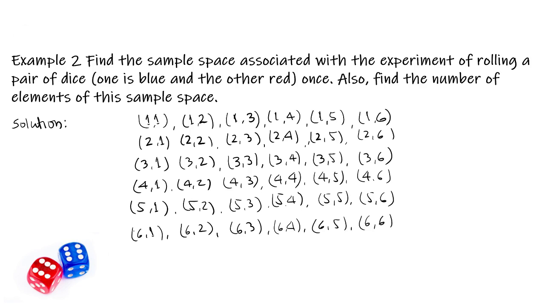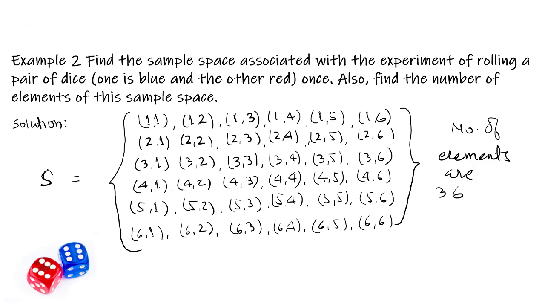So these are all our outcomes, and we write them in set notation. This gives the sample space. This is our sample space, S equal to all these elements, and the number of elements is 36.